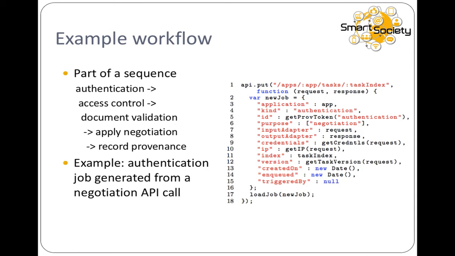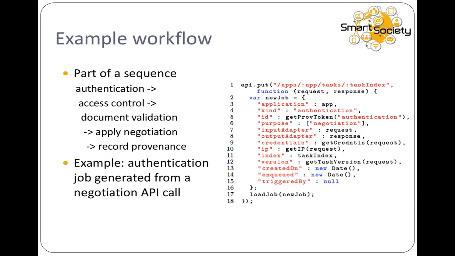To give you an example of such a workflow, we could have a sequence that is invoked during negotiation on a task and which involves several steps: authentication, access control, document validation to check what data the peers have sent to the server, and then, for example, applying a negotiation step. Let's say that a particular peer has just agreed to join a task. So enacting this on the platform requires several steps.